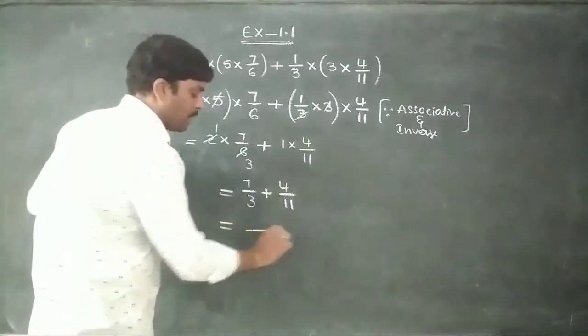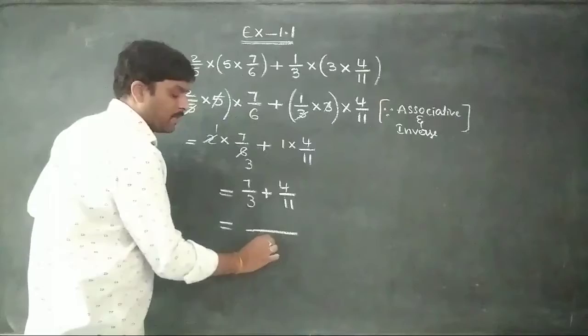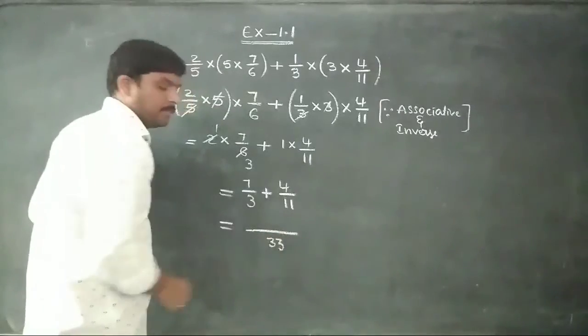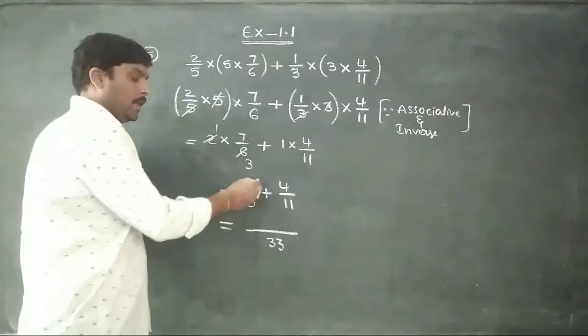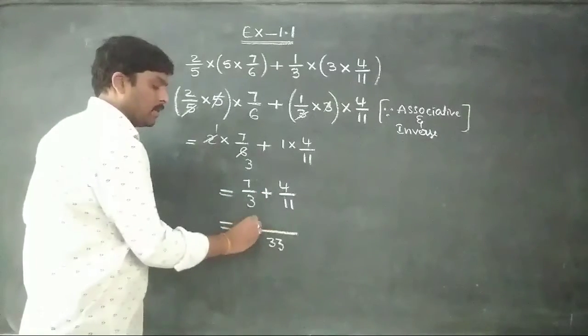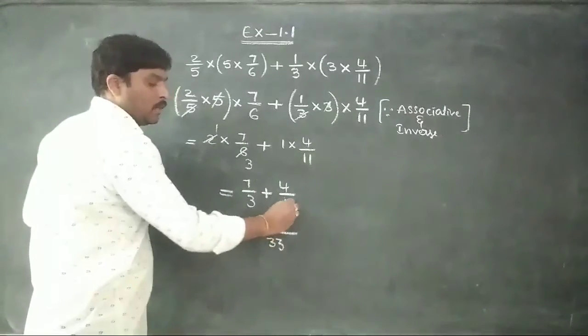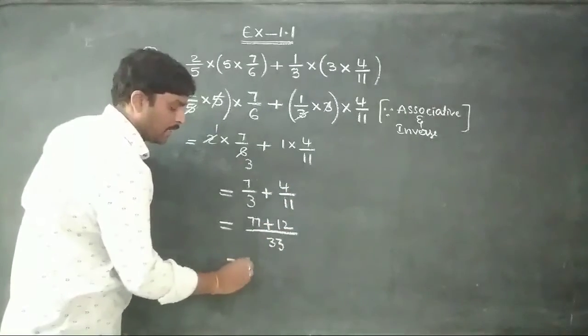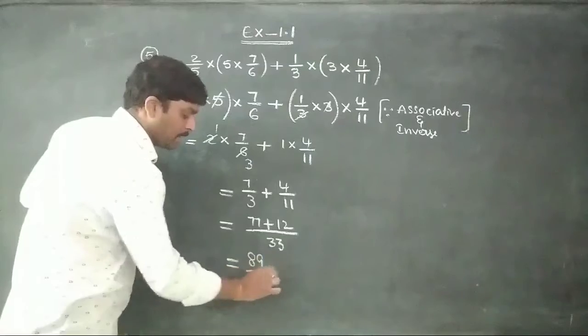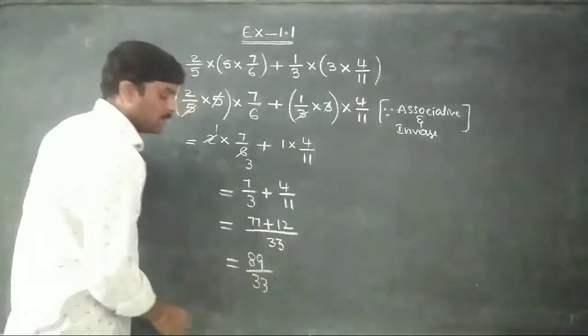So take the LCM. The LCM of 11 and 3 is 33. Now here we need 33, and here also 33. So 7 by 3 into 11 by 11, 11 sevens are 77. Here 4 by 11 into 3 by 3, 4 threes are 12. So finally we get 89 by 33. This is the answer.